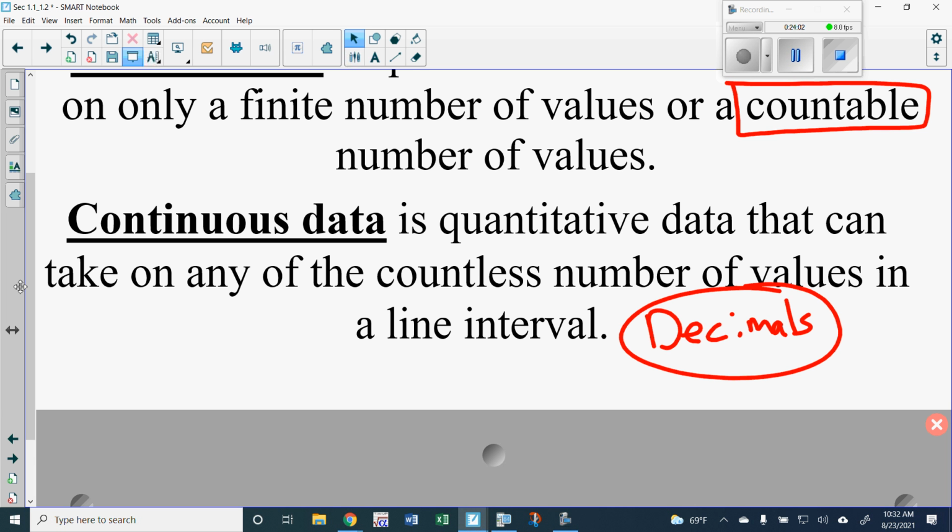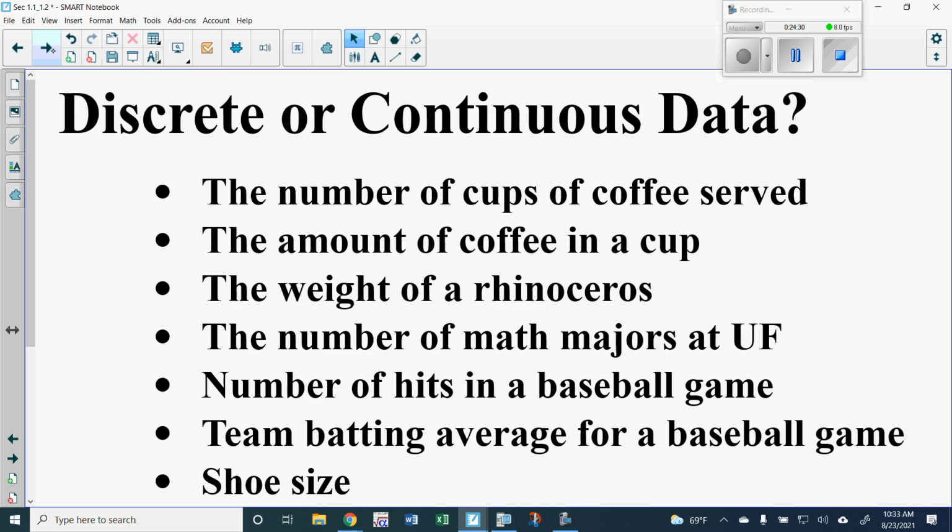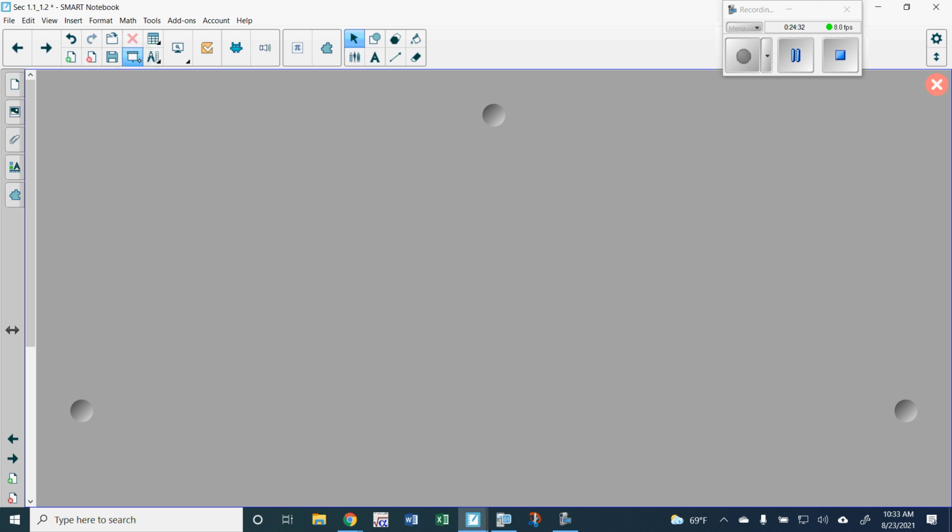So let's look at some examples. These are not in your notes, so we're just going to shout them out together as we go. Number of cups of coffee served, discrete or continuous? Discrete, you can count them. The amount of coffee in a cup, continuous, you're measuring it. The weight of a rhinoceros, it's continuous. You're measuring it. You're going to get decimals. You can't list all of the possible weights.